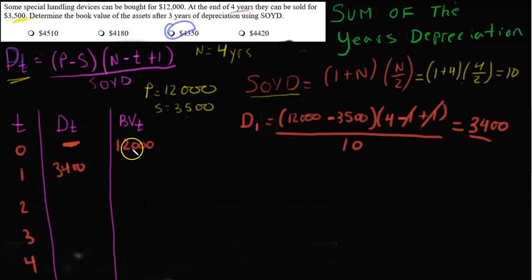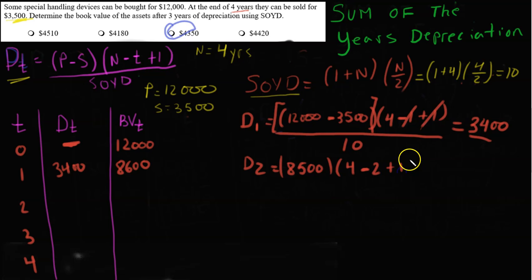So our book value is not going to be 12,000 anymore. It's going to be subtracted 3,400, giving us a value of 8,600. Let's just go on to year 2. So this value never changes, the P minus S. It's always going to be 8,500 in this case. So following the formula, 8,500 times n, which is 4, always stays the same, minus the year we're at, so 2, plus 1, all over SOYD, 10. We end up getting a value of 2,550. That's our depreciation for year 2. Subtracted from 8,600, you get 6,050.